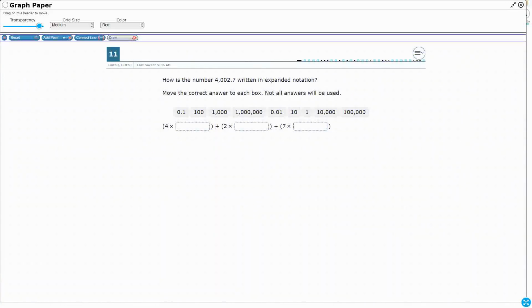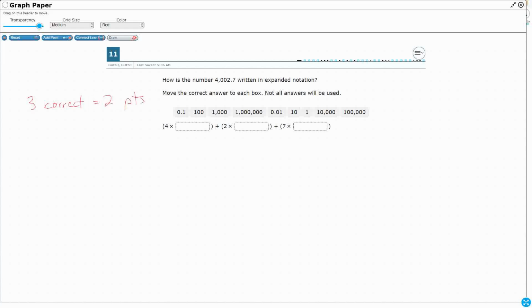Let me tell you how the scoring works. If I get all three of the blanks correct, that's going to equal 2 points. If I get only 2 out of the 3 correct, that's going to equal 1 point. And if I get 0 correct, or even if I get 1 correct, that is worth 0 points, nothing. So let's take a look at what it's going to take for us to get all 3 correct for 2 points. We have this simple number.